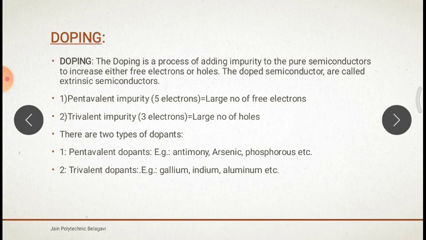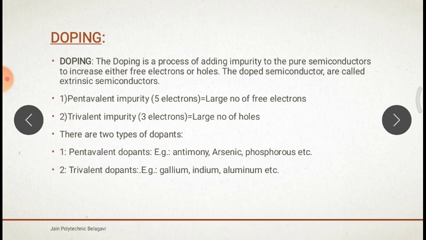Next are the trivalent dopants. The impurity which has 3 valence electrons is called a trivalent impurity. When this is added, each atom creates one hole which is ready to accept one electron. As one hole is created, it can accept an electron. Hence this is called acceptor doping. It is accepting, that is, taking one electron. So it is an acceptor doping. Examples of trivalent impurities are gallium, indium and boron. This creates the p-type extrinsic semiconductor.